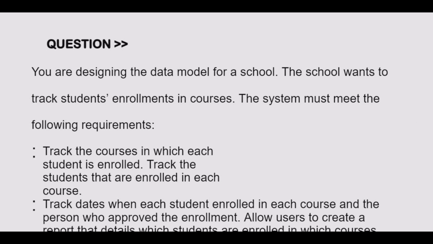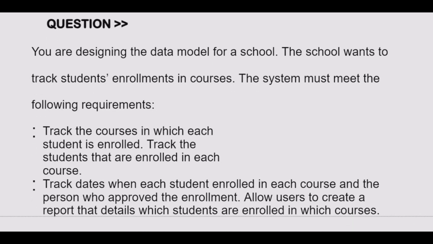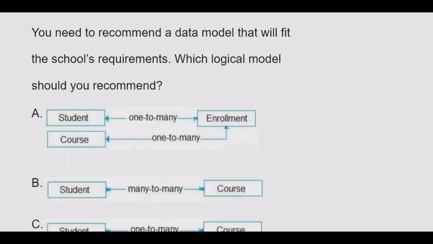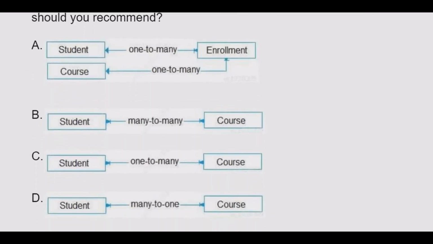The school wants to track students' enrollment in courses. The system must meet the following requirements. Track the courses in which each student is enrolled. Track the students that are enrolled in each course. Track dates with each student enrolled in each course and the person who approved the enrollment. Allow users to create a report that details which students are enrolled in which courses. You need to recommend a data model that will fit the school requirements. Which logical model should you recommend? Please have a look at the options in which the various logical models are given. Now try to answer.